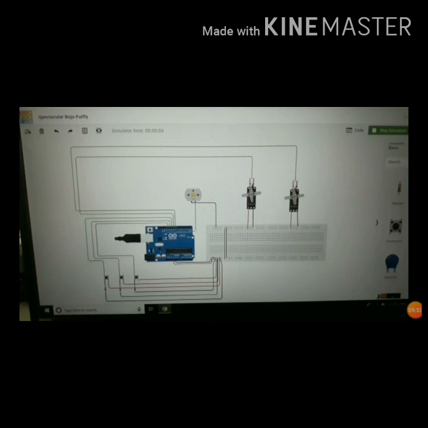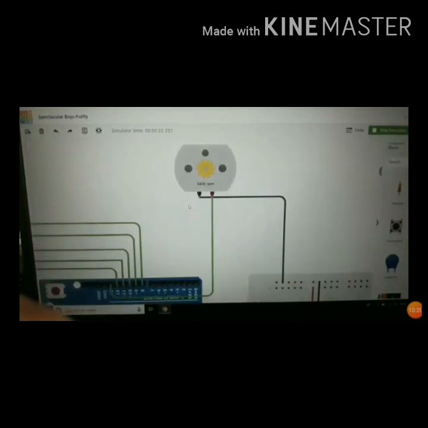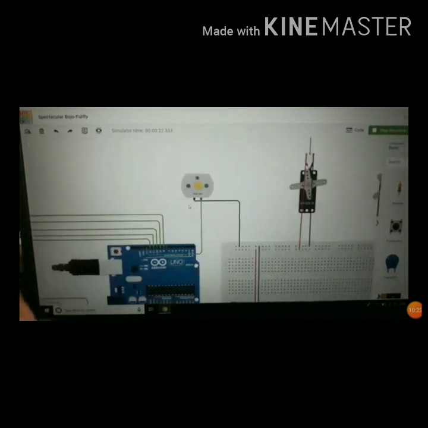The first push button is used for taking the input turns. So let's take an input of 3 or 4. And the second push button is used for running the DC motor as well as the servo motor. So here you can see the DC motor starts rotating and the servo motor.